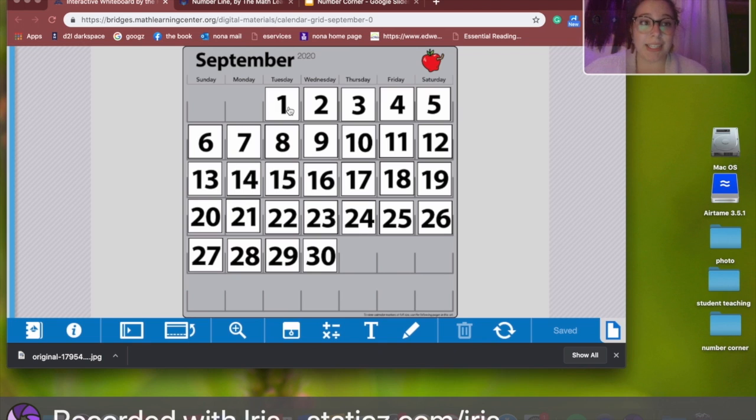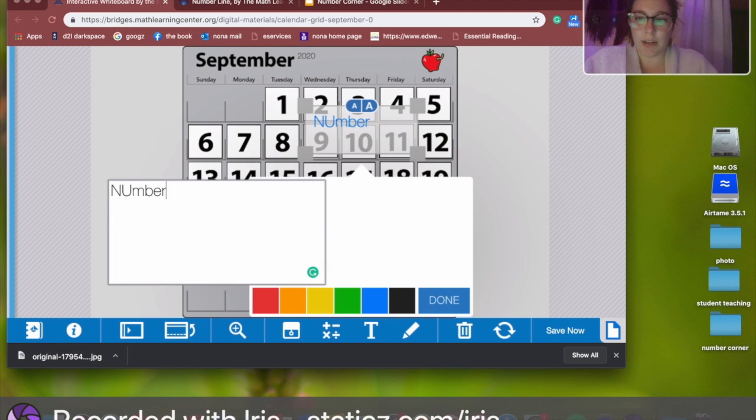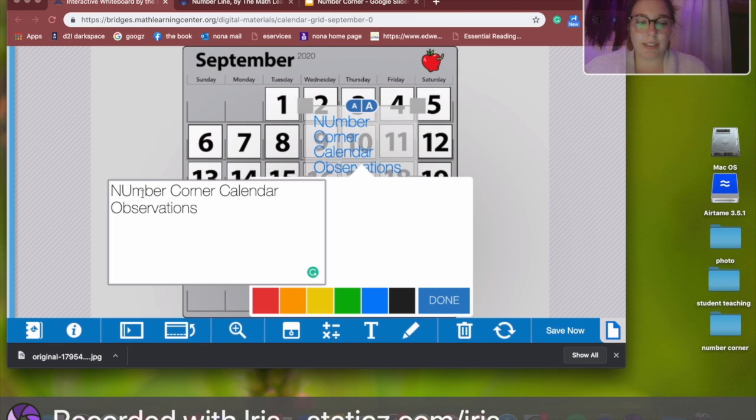We are going to put 9-22-20. In the upper margin on that same page, you are going to write Number Corner Calendar Observations. That is Number Corner Calendar Observations. This is what you're going to write in that upper margin. Feel free to pause the video at any time if you need to.